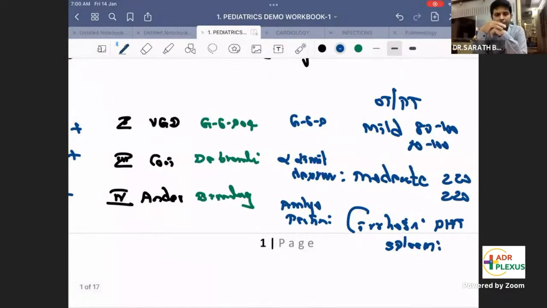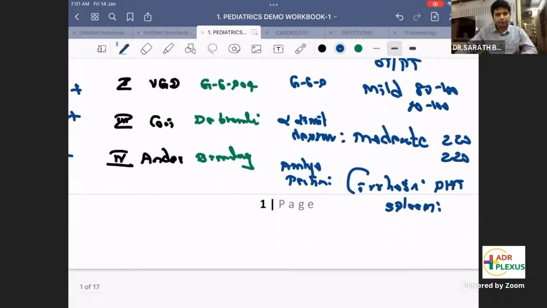So type 1, type 3, type 4, all can manifest with hypoglycemia and hepatomegaly. All can manifest in the HPE section whenever you do a liver biopsy, PAS positive and diastase sensitive. When you take an LFT, there is mild derangement of OT/PT in case of type 1, moderate derangement of OT/PT in case of type 3, whereas frank cirrhosis in case of type 4.